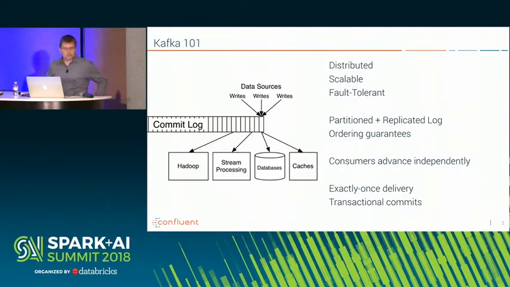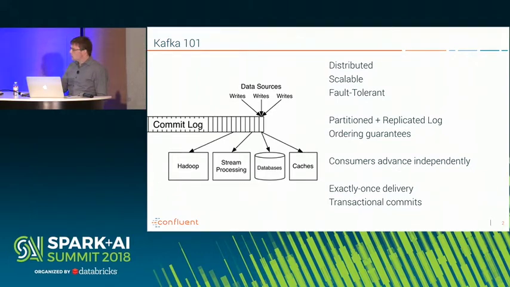So just a little bit of a recap. If you're not familiar with Kafka, Kafka is a distributed, fault-tolerant, and scalable transaction log. It offers certain guarantees in terms of partitioning, replication, and ordering. And the nice thing about Kafka is that all the consumers can consume at their own rate and advance independently and even go back in time and replay the data, which is always nice when you do any kind of stream processing or need to restate some data. Kafka also offers exactly once semantics and transactional commits, which can be even more helpful when you try to do complex stream processing tasks.